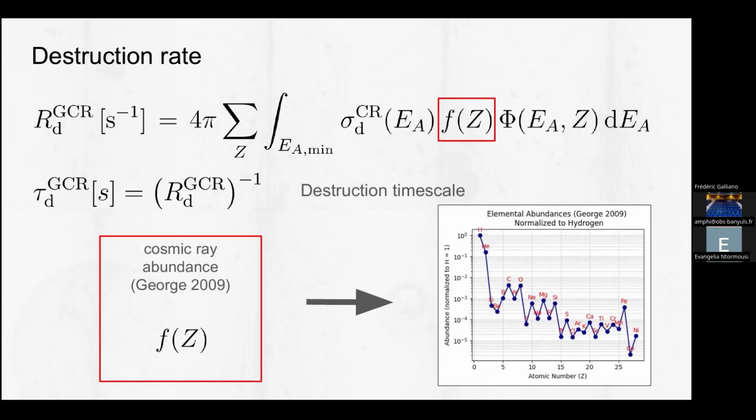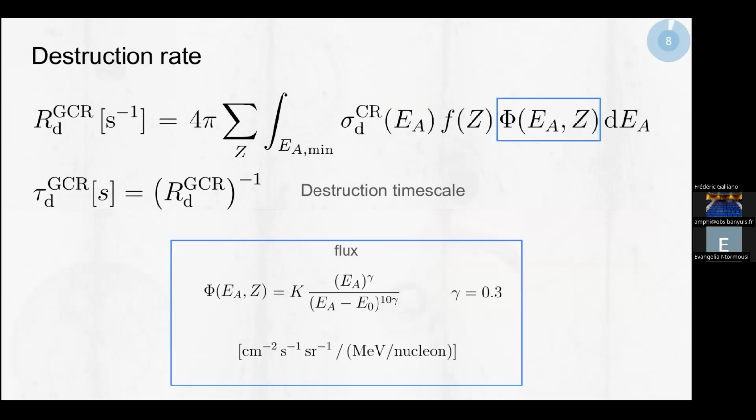Then F of C is the cosmic ray abundance, plotted here relative to hydrogen. And then this is the flux, calculated using the energy per nucleon, and E naught is the initial energy. Later, Gio will explain. These are very complex units: per centimeter squared per second per steradian per MeV per nucleon. And yeah, I will pass the mic to my colleague.